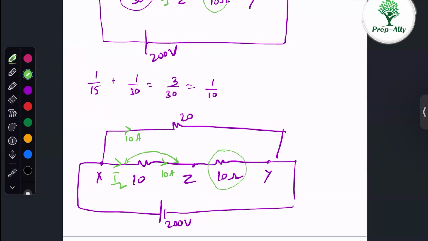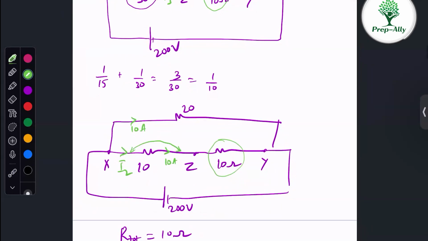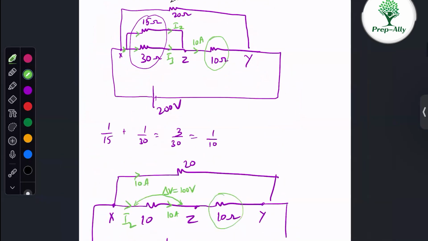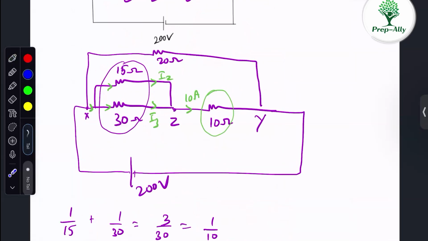Potential drop across this will be equal to current into resistance. This delta V will be equal to I into R. So 10 into 10, 100 volts. So you can say that is the potential drop between X and Z. Here you can say both are connected between X and Z. So the potential drop from here to here will be 100 volts.